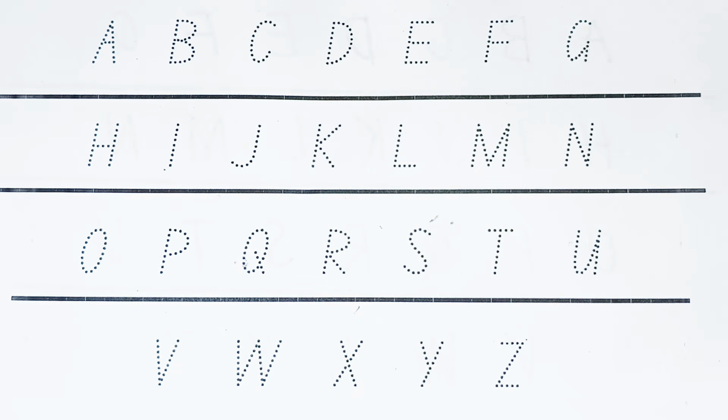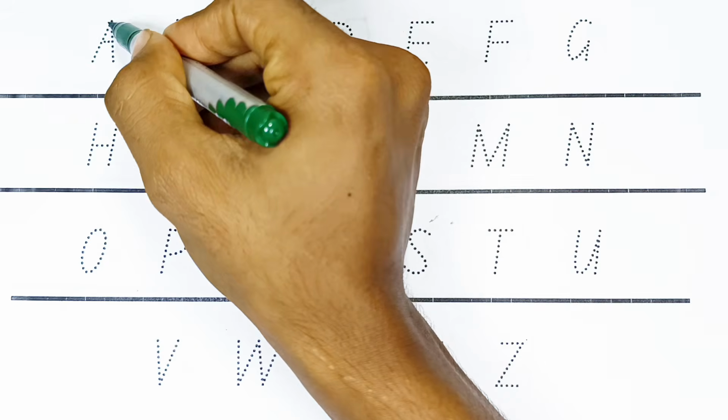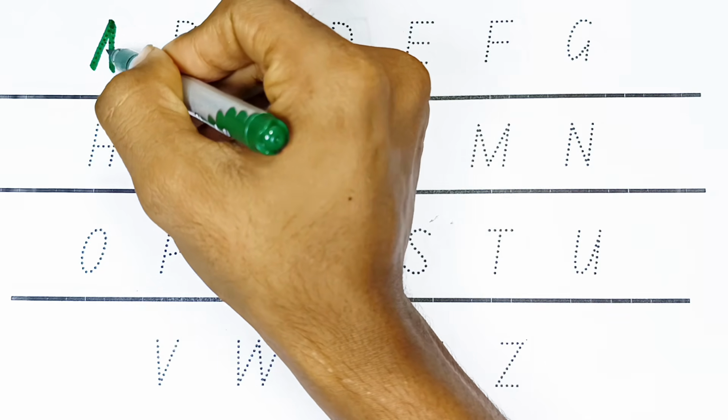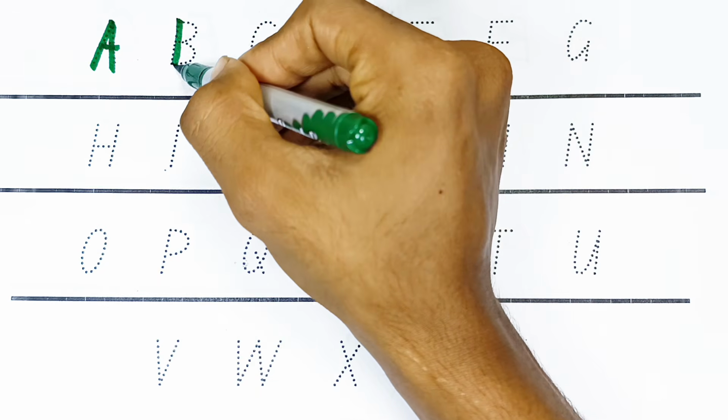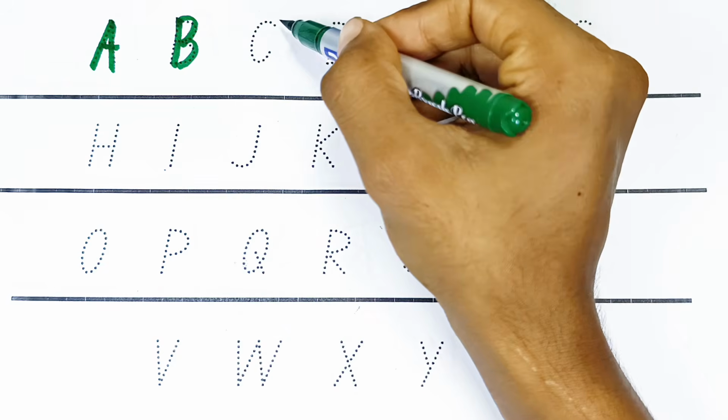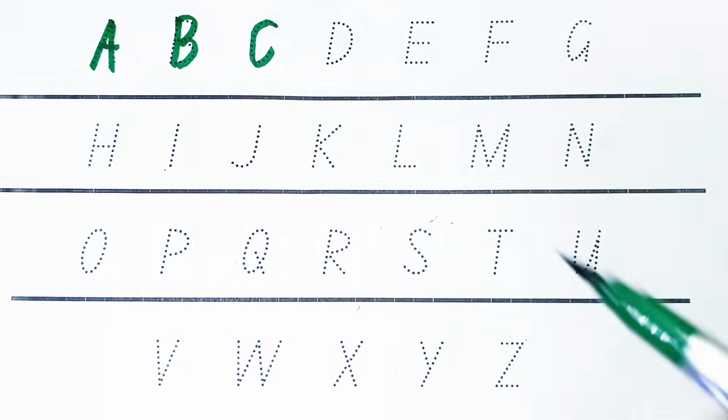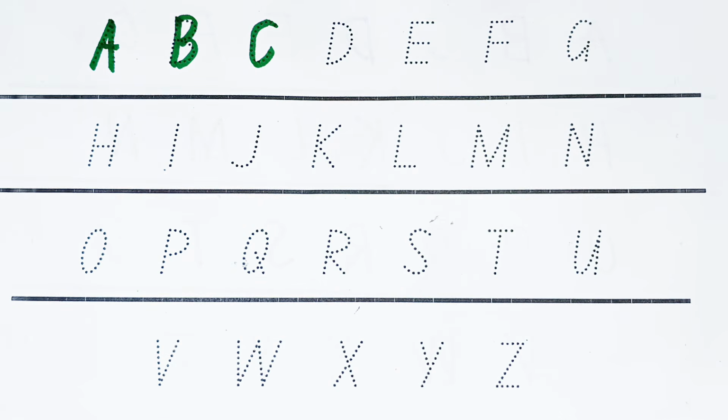So kids, now we draw A. A for apple. B for ball. C for cat. Kids, now you draw D.